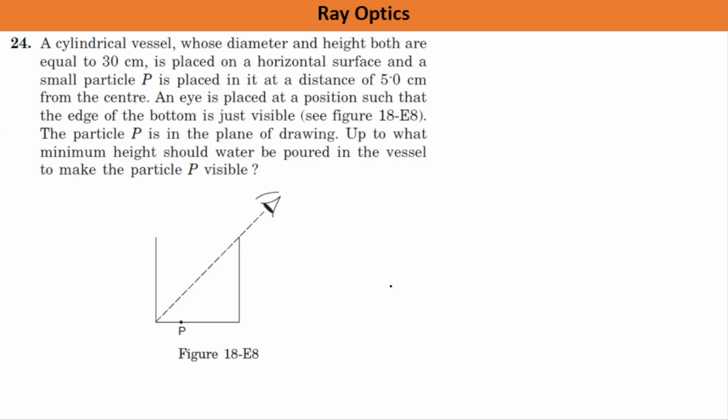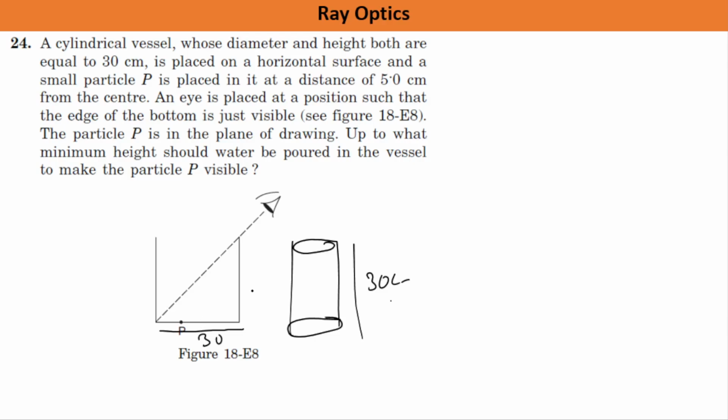Let us for now get at this one. So what is said in this question? We are given one container, and this is basically a cylindrical container whose bottom has a radius of 15 centimeters, so diameter 30 centimeters. So it will look like something like this. And this height is also 30 centimeter.